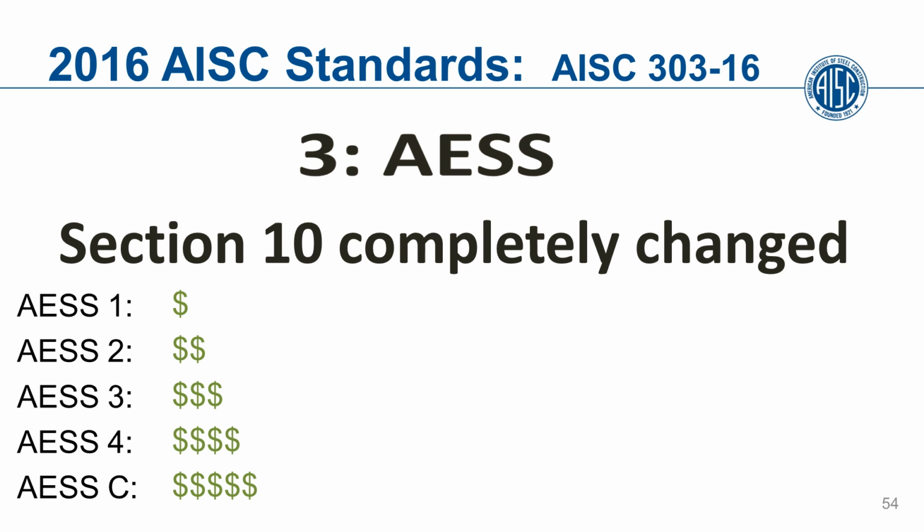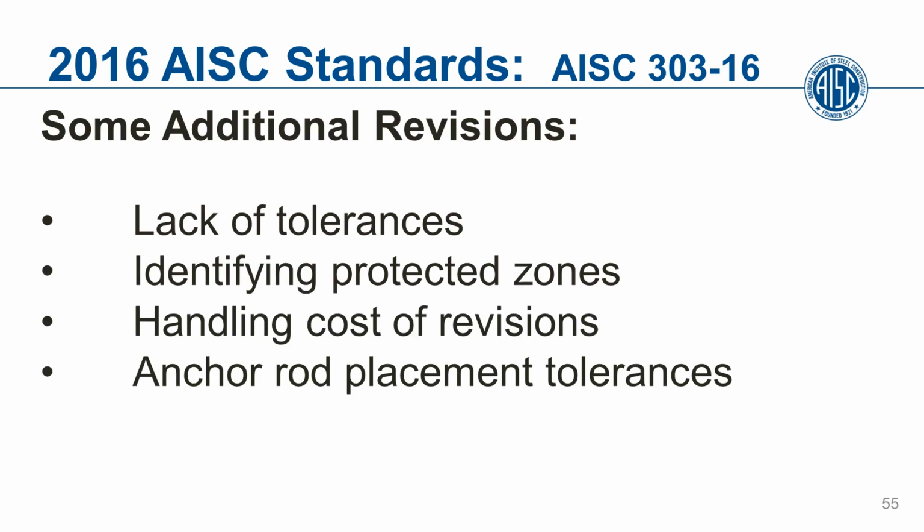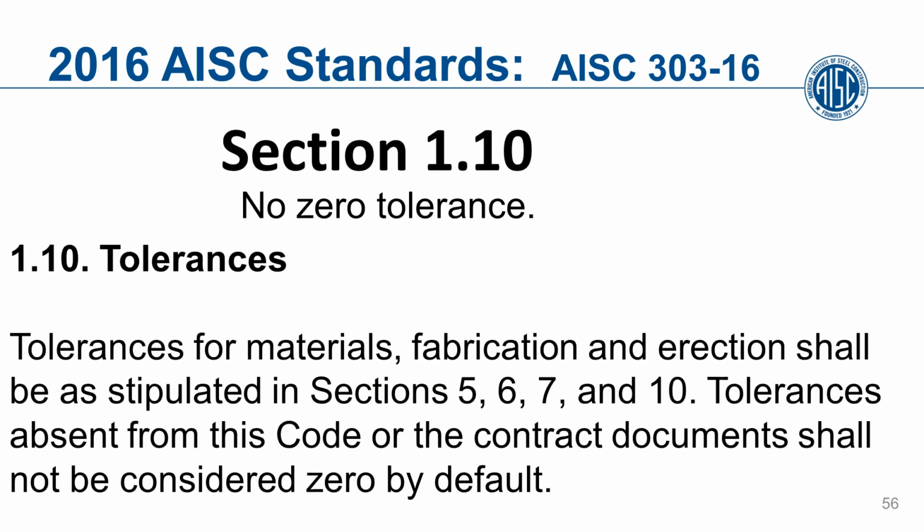Some other revisions that we're not going to have time to go through, but we'll go through these briefly, are lack of tolerances, identifying protected zones, handling the cost of revisions, and anchor rod placement tolerances. So we'll go through these a little briefly. Section 1.10 says there's no zero tolerance. What happened was previously, if you look at what states here, tolerances for materials, fabrication, and erection shall be as stipulated in sections 5, 6, 7, and 10. Tolerances absent from this code or the contract documents shall not be considered zero by default.